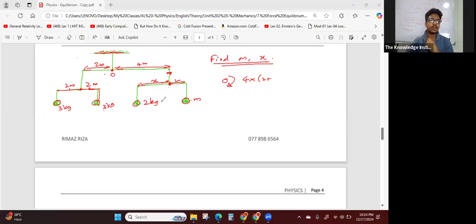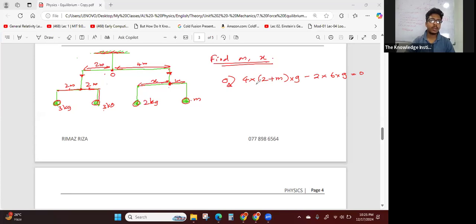Force is here, 2 plus m into g, minus this here, it has an anti-clockwise moment, 2 into total mass is 6. So 6 into g equals 0.